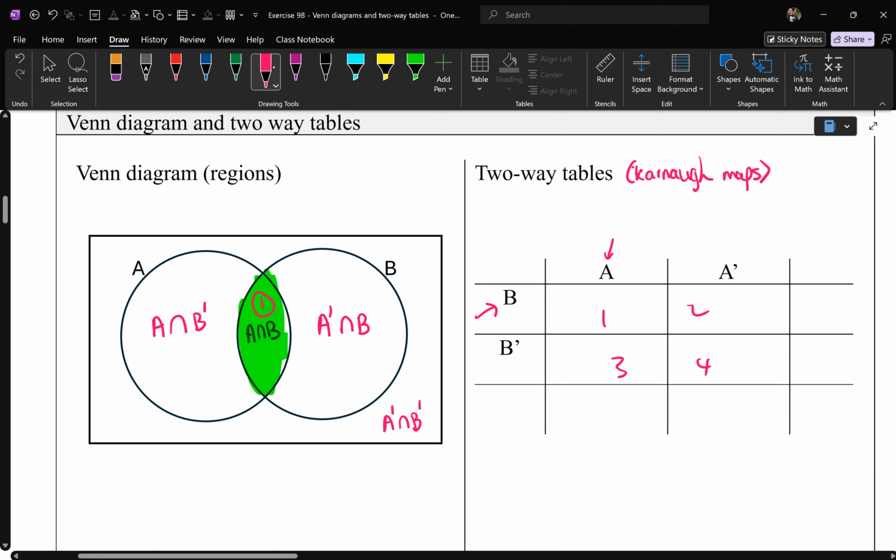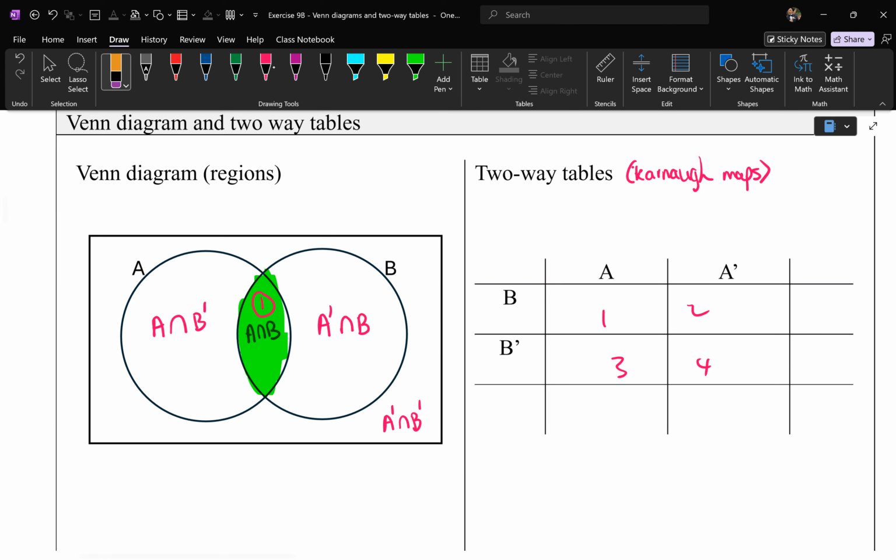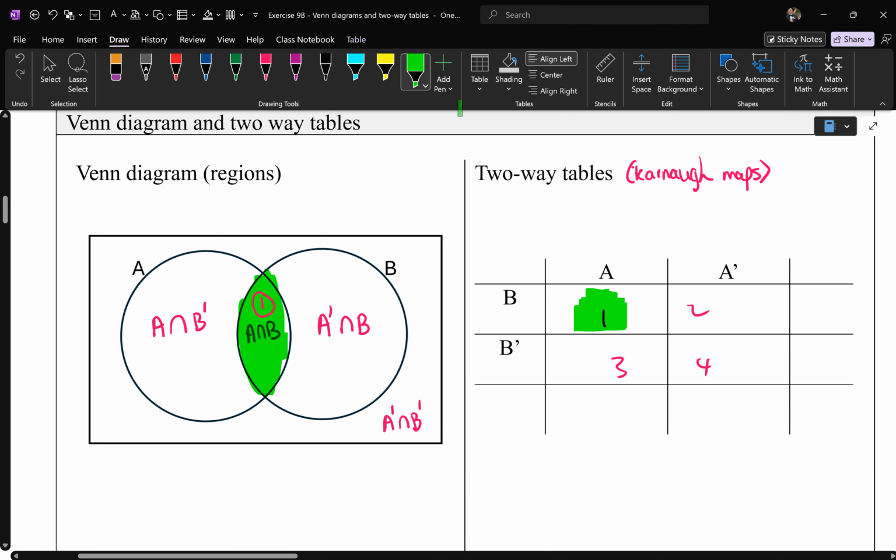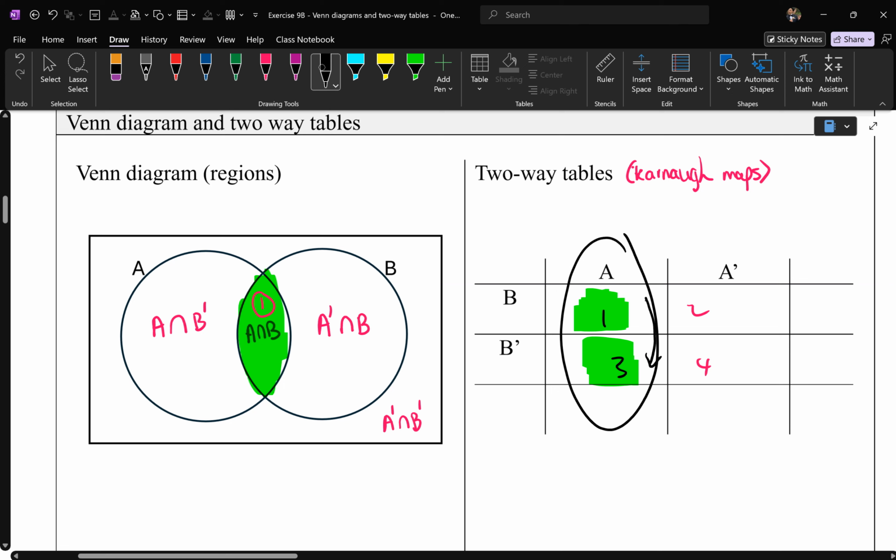But what I want you to see as well is that when I take region number 1 and add it with region number 3, if I add vertically down, these two regions together should give me the total of A. So this is the total for A. So which one would correspond to A but not part of B? Well, this is A but not part of B.